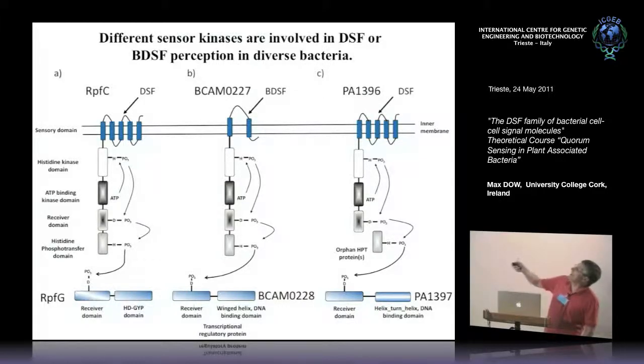And here we have PA1396 in Pseudomonas aeruginosa. Again, possibly an eavesdropping type of approach here, where we don't have an HPT domain, and we have what we call an orphan. Is that bad or good? An orphan HPT domain protein down here. And again, maybe associated with PA1397, which is a DNA binding protein.